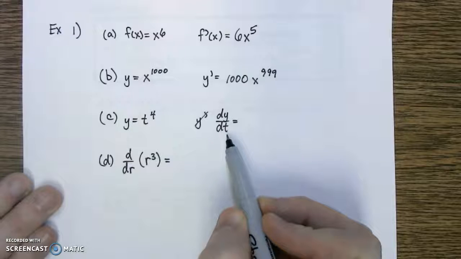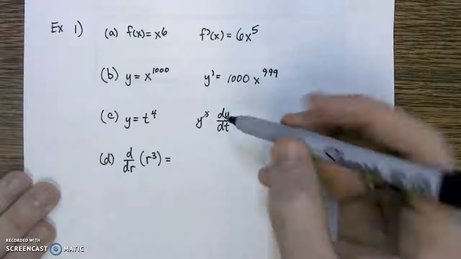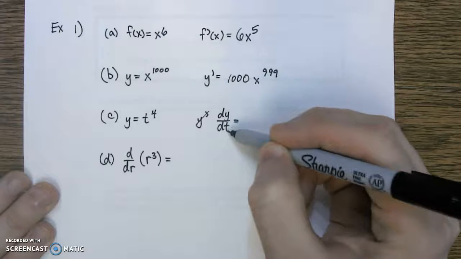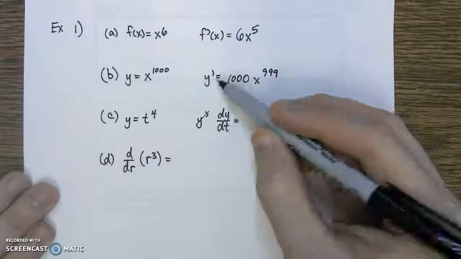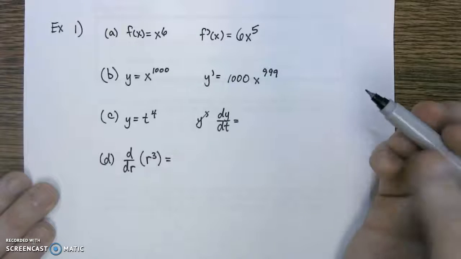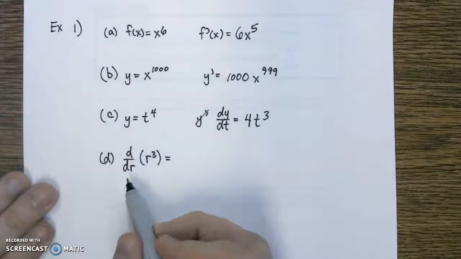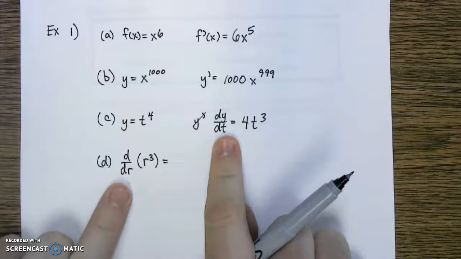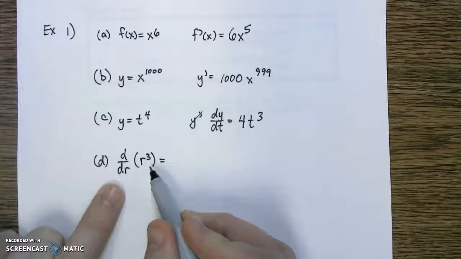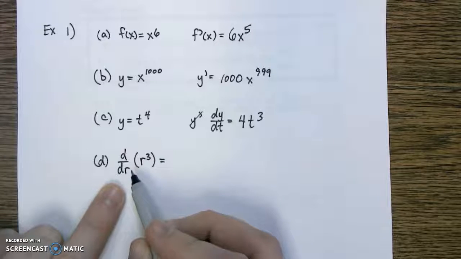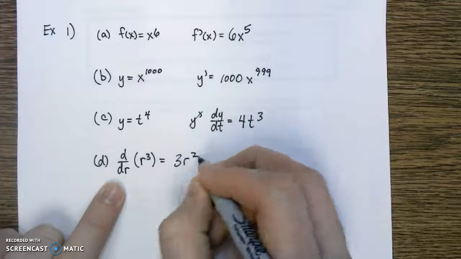dy over dt, this is just another way of saying y prime. And what it means is the change in y divided by the change in t. And that just tells you that your output variable is the y and your input variable is the t. It's just a cooler way of writing y prime. And so you should have 4t to the 3rd. And then d over dr is just another variation of dy dt, where it wants you to find the derivative. They never gave you an output variable, but they are saying your input variable was r. They just don't give you an output variable. And so you have equals 3r squared.